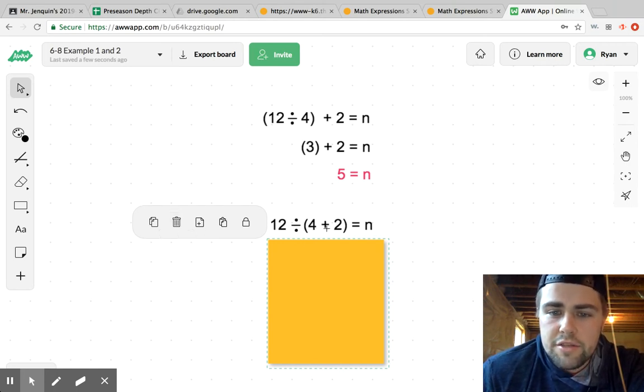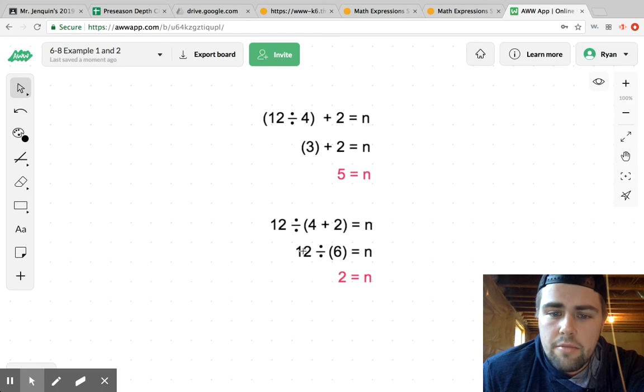by parentheses 4 plus 2, parentheses, equals n. We want to do what's inside those parentheses first. So even though our order of operations tells us to divide first, we skip that and we go to our parentheses right away. We always take care of that first. So 4 plus 2 we know equals 6. Our second step would then be 12 divided by 6 equals n.